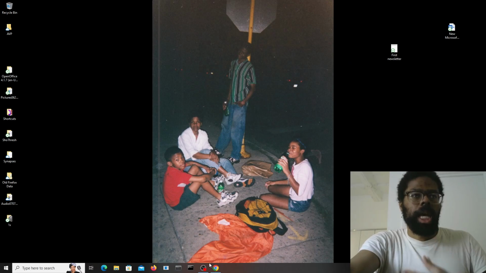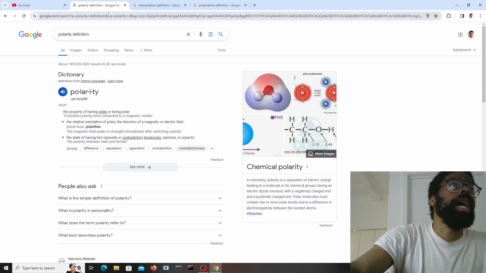So this is going to be a three definition video, comparing three different definitions. The first one is polarity, the second one is polarization, and the third one is interpolation. All of them are related. I got them from reading this book, and I'm gonna get the Google definitions up right now. Okay, let's go and see.